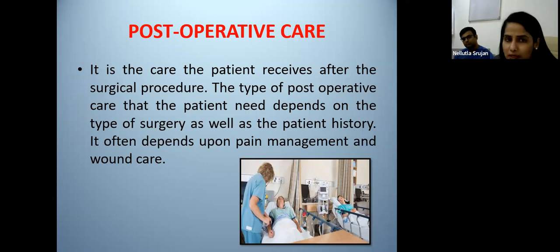So, what do we understand about post-operative patients or post-surgical patients? When we explain in simple terms, it is nothing but a patient who underwent surgery. After the surgery, a patient can go into the ICU or the wards. It depends on the history of the patient and on what type of surgery, whether it is major or minor. The post-operative treatment mainly depends upon the level of pain, that is pain management, and the type of wound care we need to provide to the patient as a nurse.